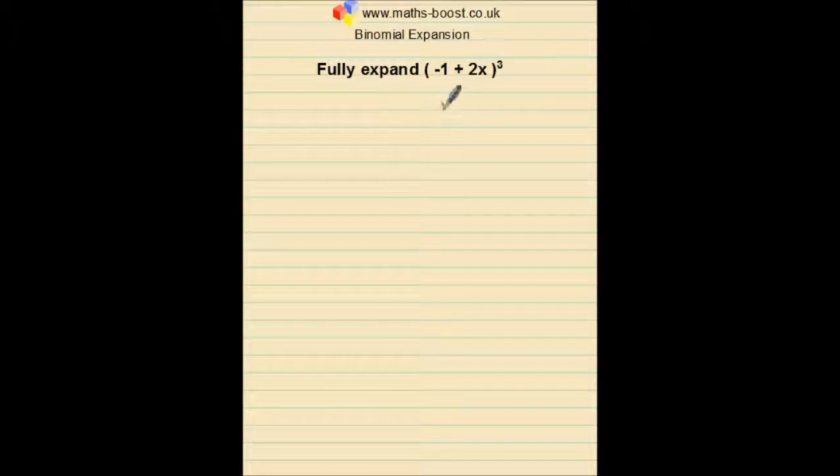The first thing I want to be clear about is that there are two terms here, and that's why it's called binomial. And it's crucial that you understand that the first term is -1 and the second term is plus 2x. In other words, the signs are just as much part of the term as everything else. And my advice is to get into the habit of circling them. You're setting yourself up to never overlook this fact.